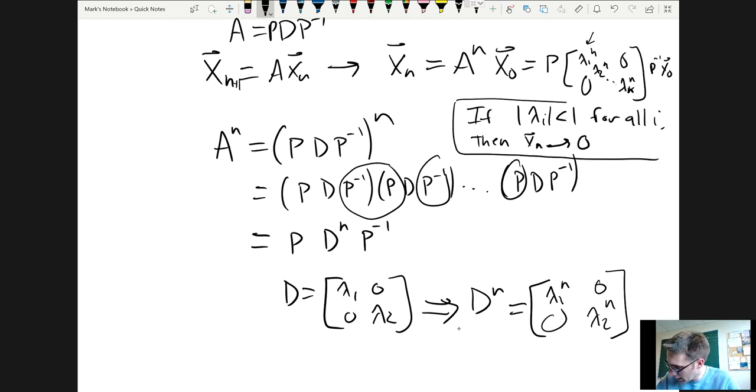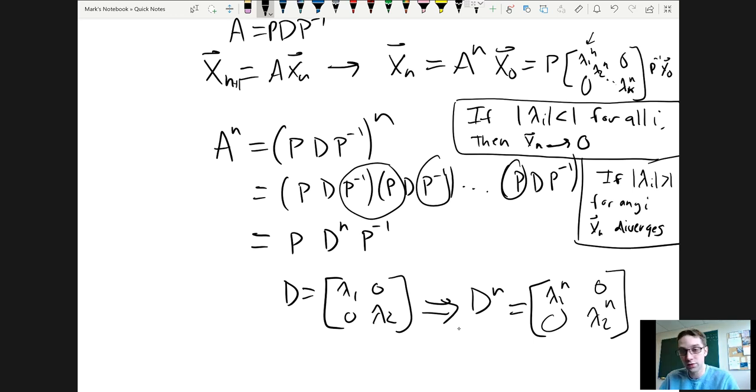Okay? On the other hand, if the absolute value of lambda_i is greater than 1 for any i, then what we'll see is that that particular term in the matrix is going to get bigger and bigger and bigger. If you take a number bigger than 1 and multiply it by itself over and over and over again, it grows. And then we would say that x_n diverges as a result. All right, so if you're multiplying by something that's going off to infinity, well, then the solution is going to have to go off to infinity as well.